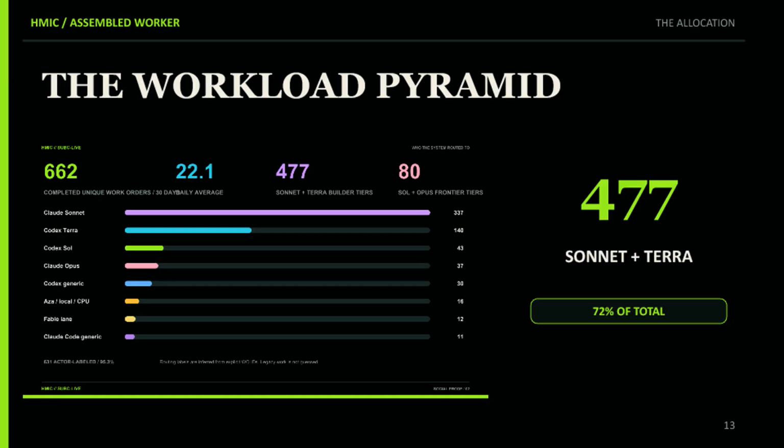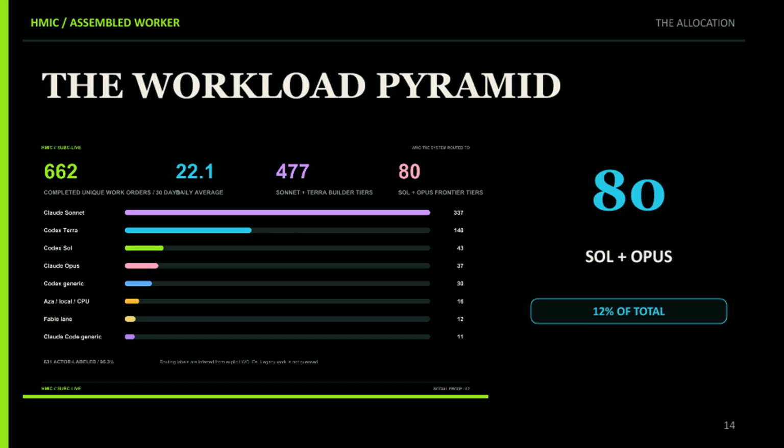Look at the chart by tier. Sonnet and Terra together handled 477 of the 662 work orders, more than 70%. The majority of production work is bounded construction, processing, testing, and documentation.